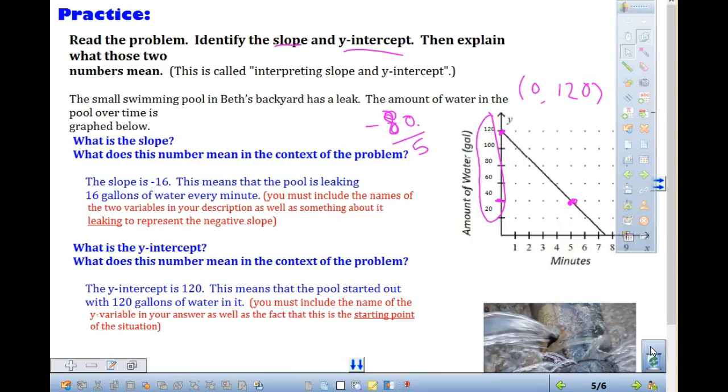And someone asked me, can I put time 0? Yeah, because our minutes are at time 0 when it started, but kind of better to say that you started out.